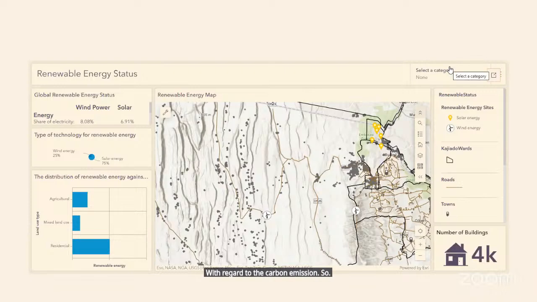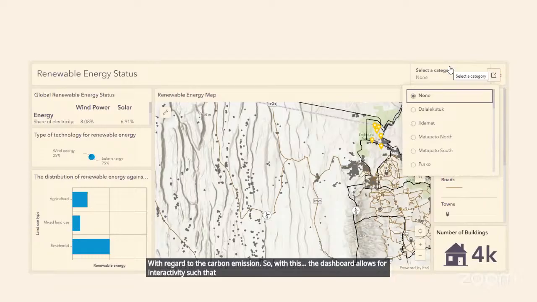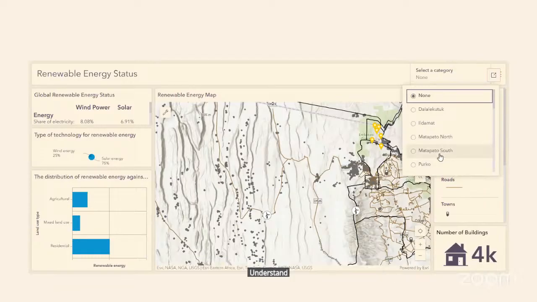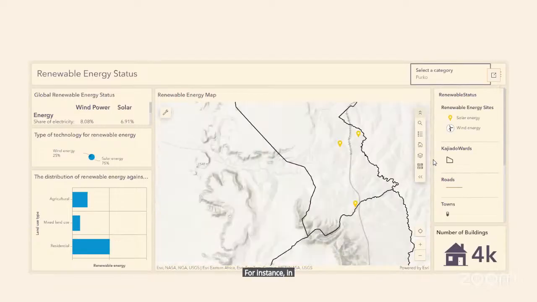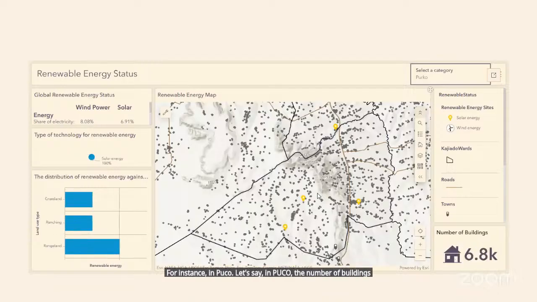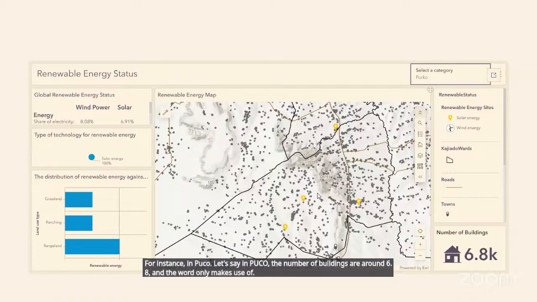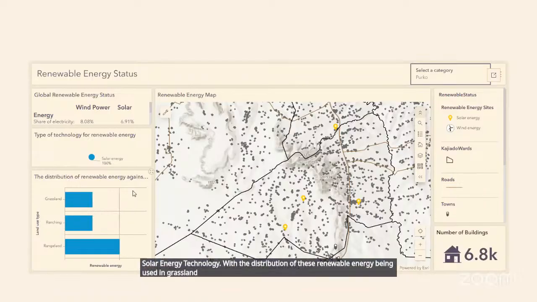So the dashboard allows for interactivity such that you can understand the coverage of the renewable energy with respect to a certain ward. For instance, in Puko, the number of buildings is around 6.8, and the ward only makes use of solar energy technology, with the distribution of this renewable energy being used in grassland, ranching, and rangeland land uses.